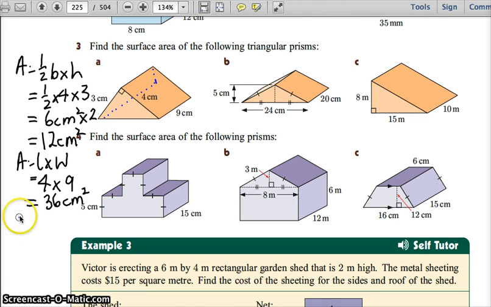So area equals length times width equals 9 by 3 equals 27 centimetres squared. Are we done yet? We've got the bottom, haven't we? And what's the bottom, do you think? 4 times 9. No, it wouldn't, because it's the unknown side. Yes, exactly. Well done. Absolutely awesome.